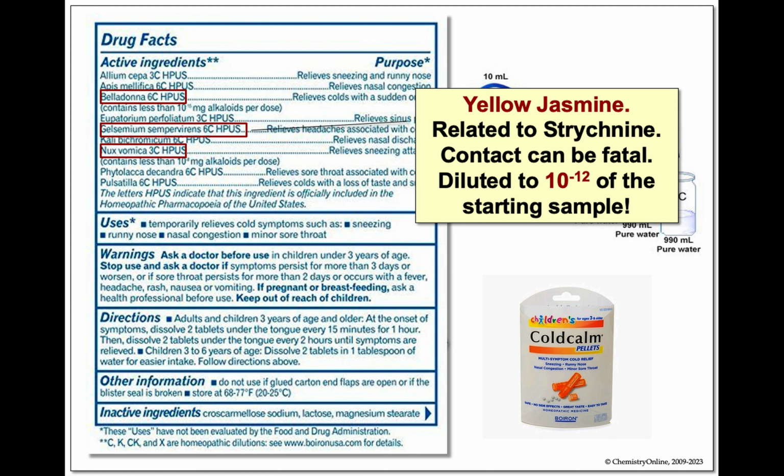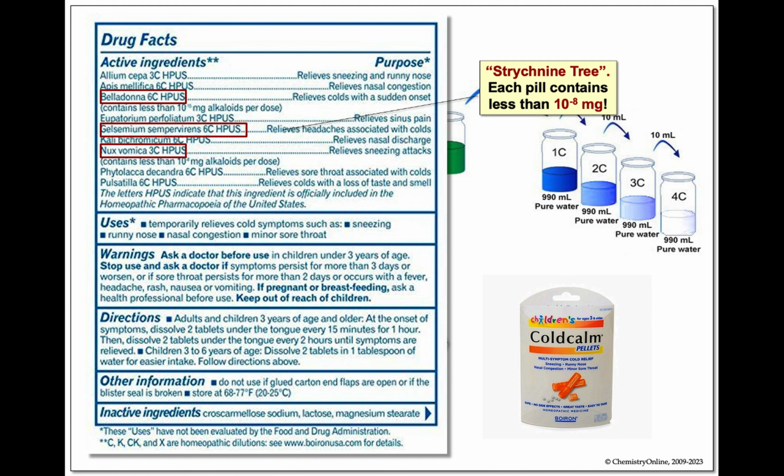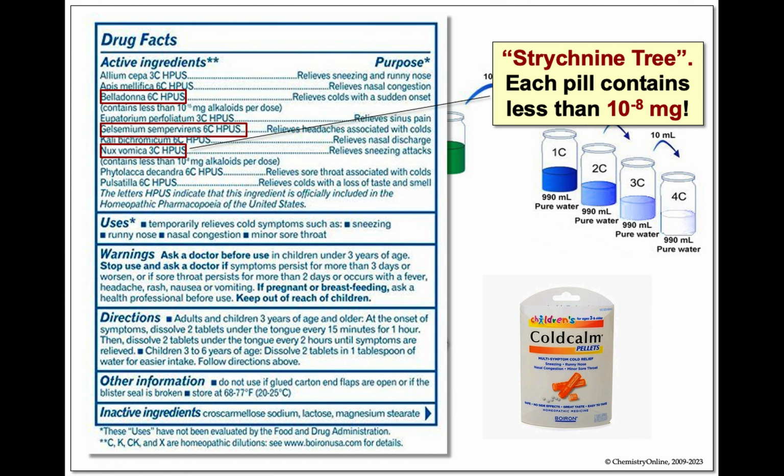This is diluted 10 to the minus 12 times. And the lovely Nux vomica here, that's strychnine. It is the highest concentration, 10 to the minus 8 milligrams. Again, none of these are going to do anything for you, good or bad. You're not going to poison your child, no matter how upset you are with them. But it's fun to think about sometimes.